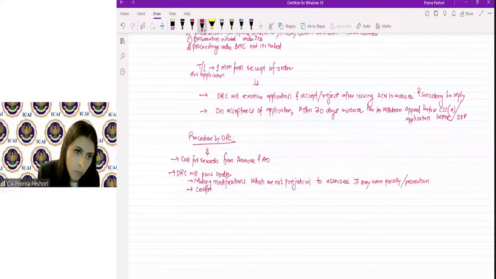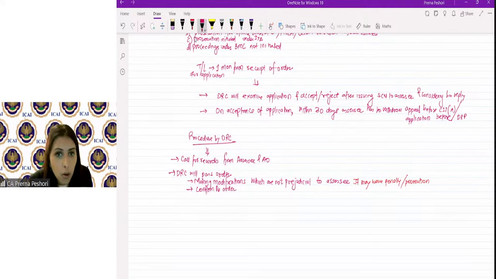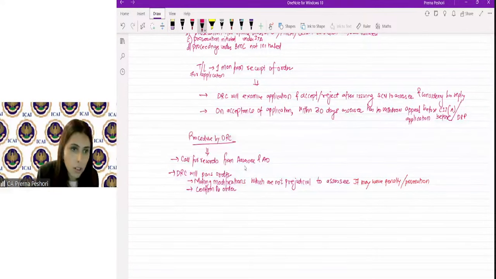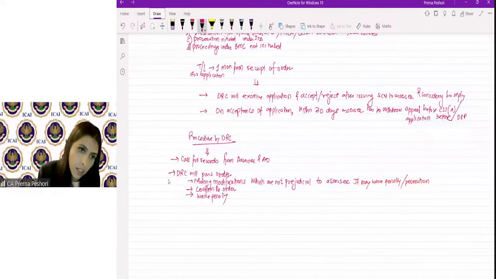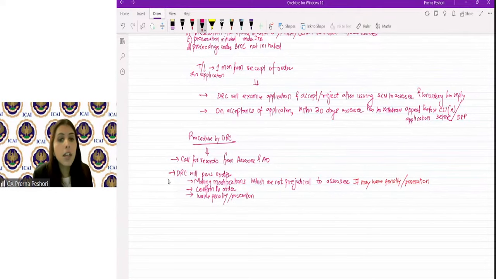So confirm the order. It can just confirm the order. However, it may decide to waive the penalty and grant the immunity from prosecution. It can just confirm the order, and it can waive the penalty or the prosecutions. Okay.